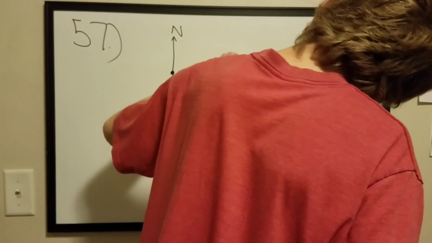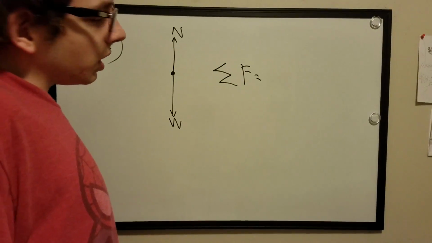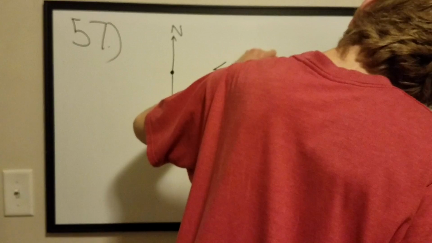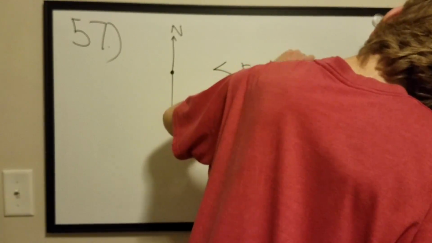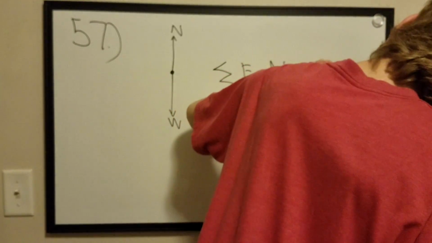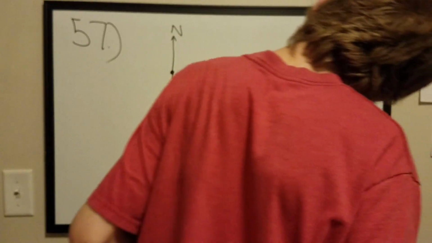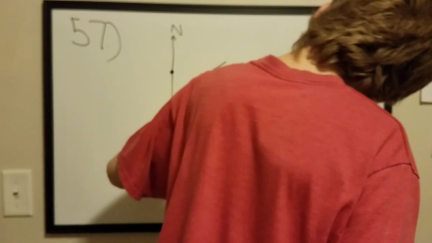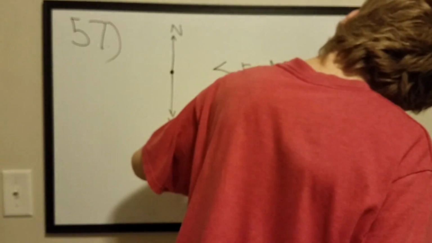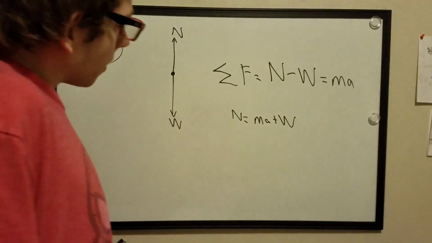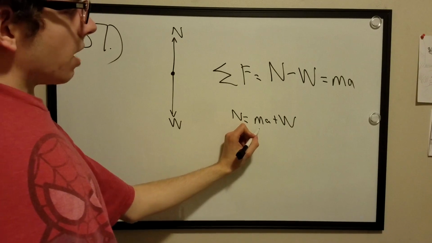We'll solve that by using Newton's second law. So the sum of the forces is equal to, let's have up be positive, down be negative. So we'll have N minus W equals MA. And then if we were to solve for N, N equals MA plus W. And then we have an unknown here.